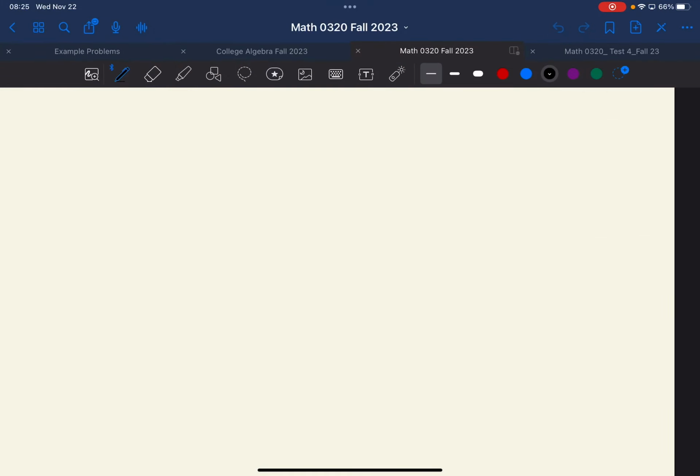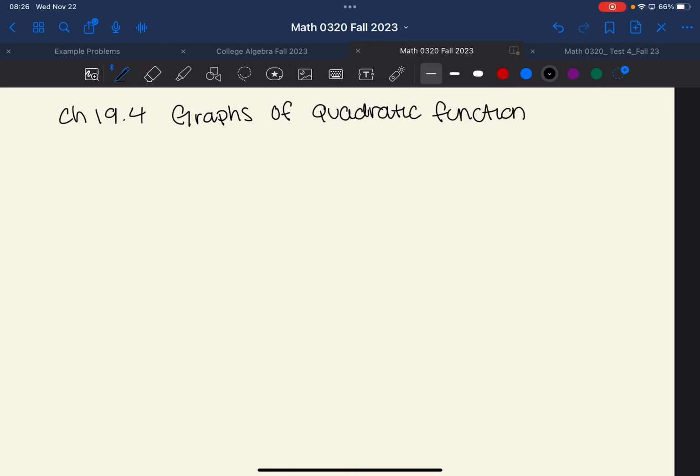Okay, so again, this is chapter 19.4, graphs of quadratic functions. The concepts we're going to go over in these notes are looking at quadratic functions in different forms.